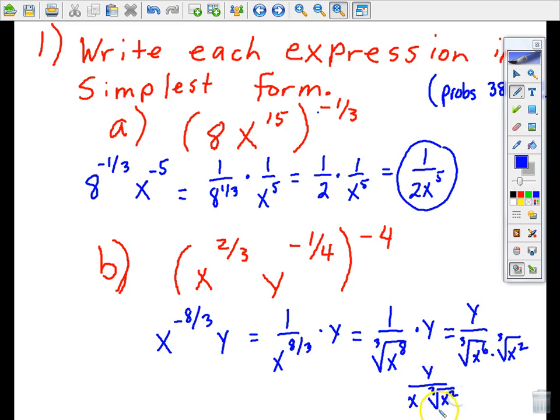You're so close. You are so close. What's missing? Anybody see it? Caitlin. Yeah, it should be x squared because 6 divided by 3. Yeah, very good. Good job. So that's not x to the 23rd. I know my writing's kind of sloppy. It's y over x squared times the cube root of x squared. Okay? You guys are doing great.